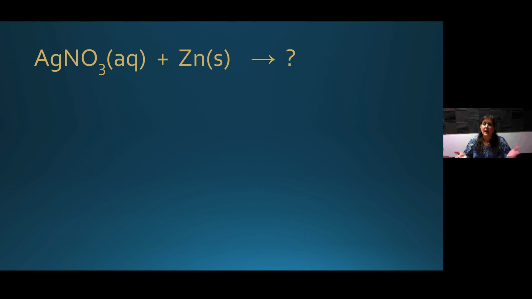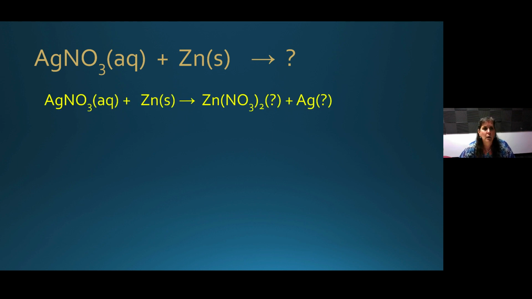So we have to balance out those charges. Zinc is a +2. Nitrate's a -1. That doesn't add up to 0. We're going to need 2 nitrates to go with zinc. So 2 nitrates to go with zinc to make zinc nitrate, Zn(NO3)2, and then silver will be alone. There we go. The reaction makes zinc nitrate, Zn(NO3)2, and silver.